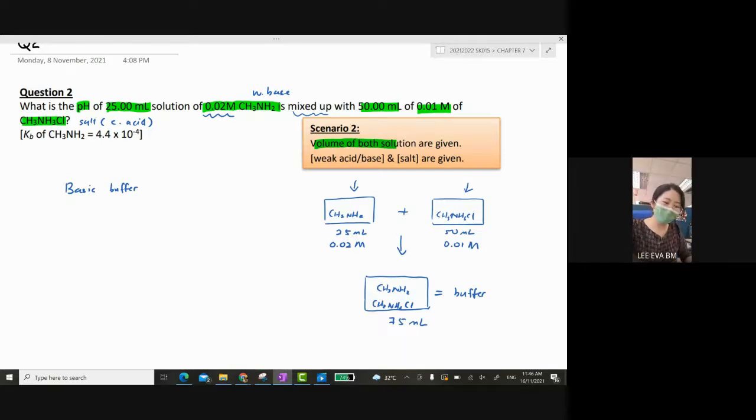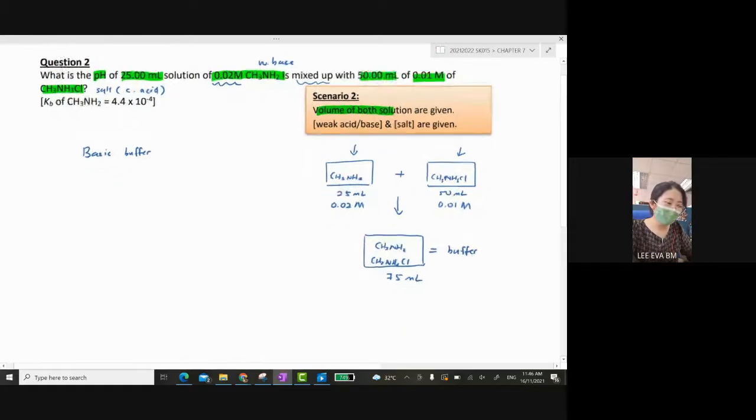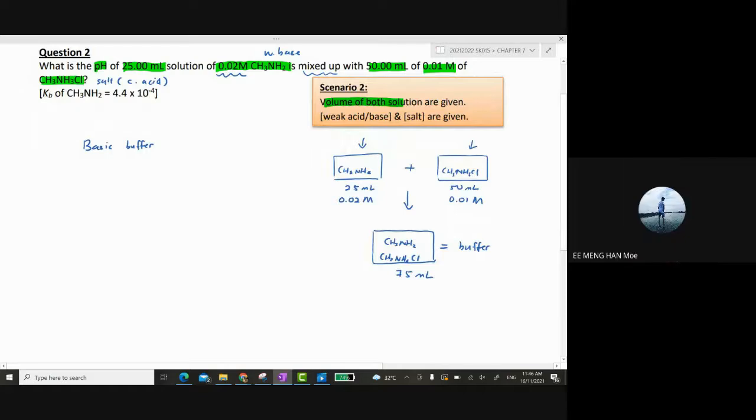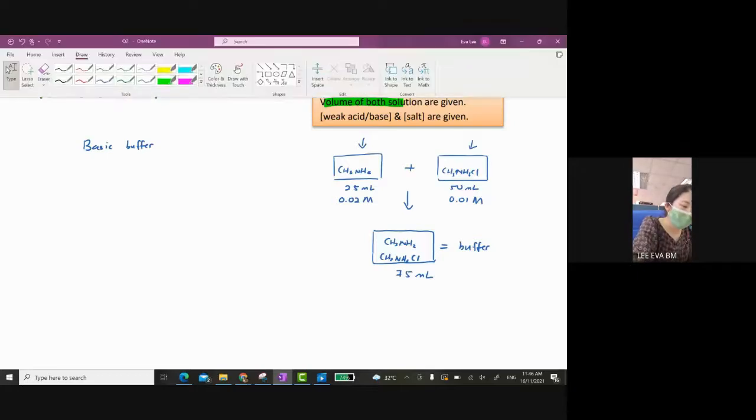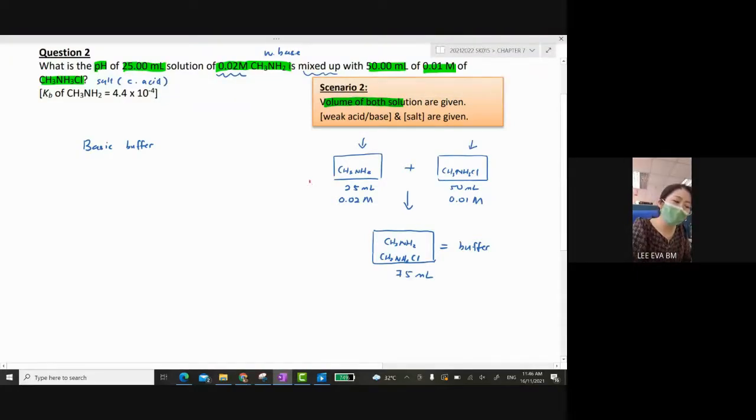So what formula are you using to find the new concentrations after mixing? Any idea? M1V1 equals M2V2. Very good. M1V1 equals M2V2. If you don't know how to do it, maybe you can draw the same diagram like Madam. You can see, this is my first volume, this is my first concentration. So I have the second volume. Then what is my second concentration for the base? What is my second concentration for the salt? So we need to do it two times, for the salt as well as the base.